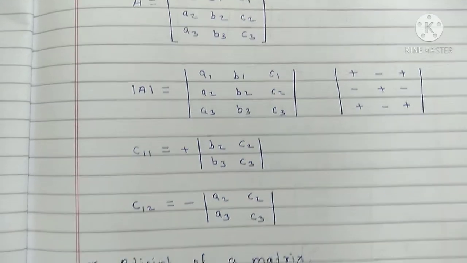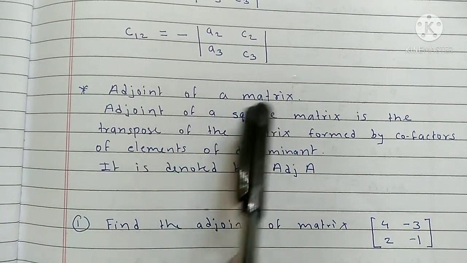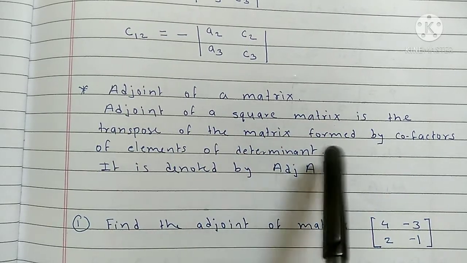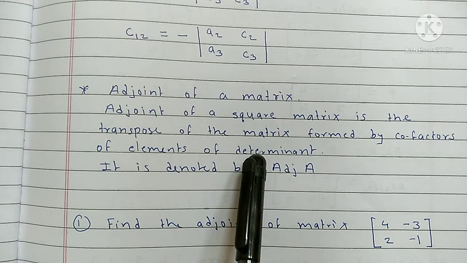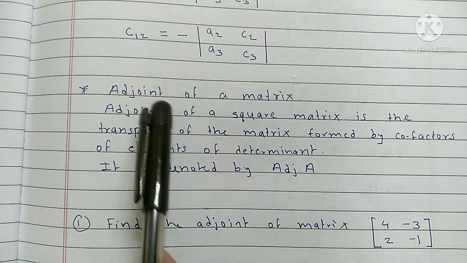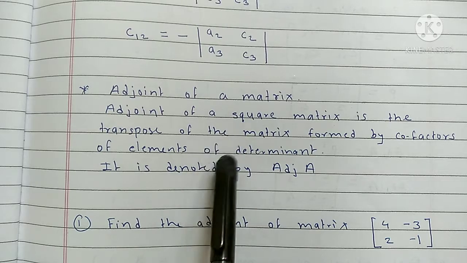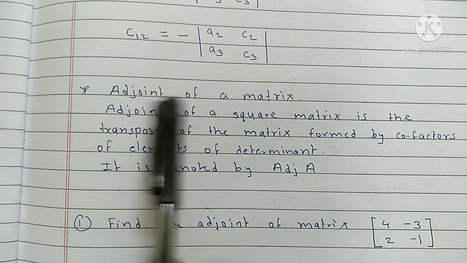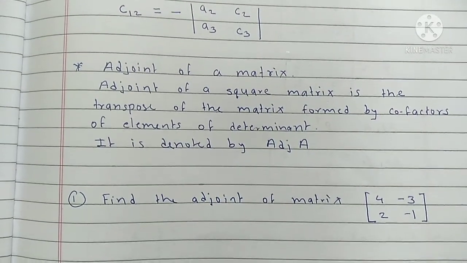Now we'll see what is adjoint of a matrix. Adjoint of a square matrix is the transpose of the matrix formed by cofactors of elements of determinant. So here, to find adjoint of a matrix, first we find cofactors of a matrix. Then we will form a matrix of cofactors. And transpose of that matrix is called adjoint of a matrix. Now we will solve some sums so that you will understand better.